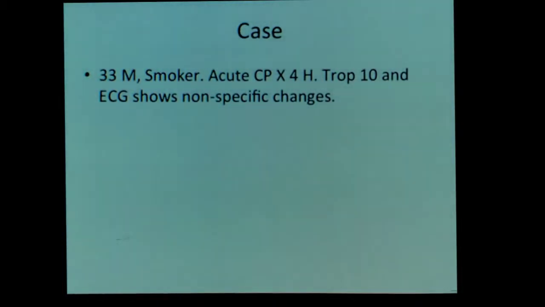33-year-old male smoker, acute chest pain for 4 hours at the MIS. So what do you guys think? Sounds like just the bread and butter acute coronary syndrome, maybe? Yeah, 33. So what do you think it is? Mo, what do you think it is? PE?